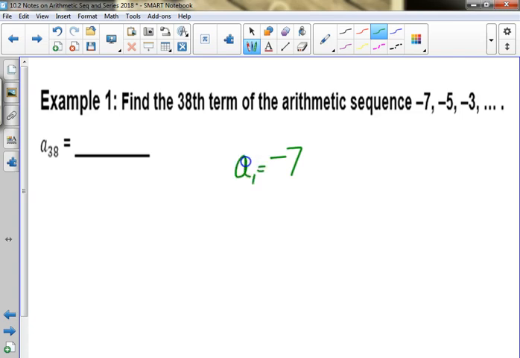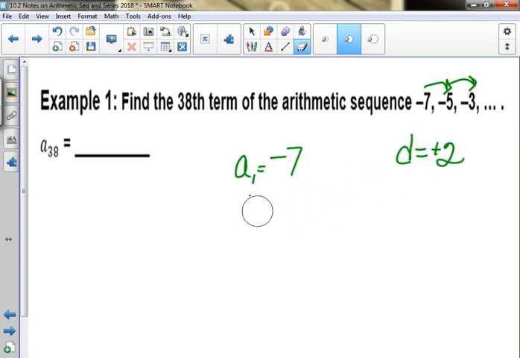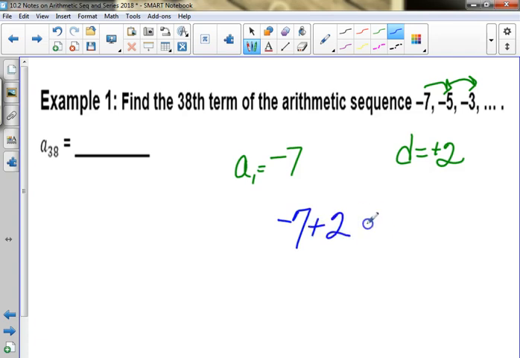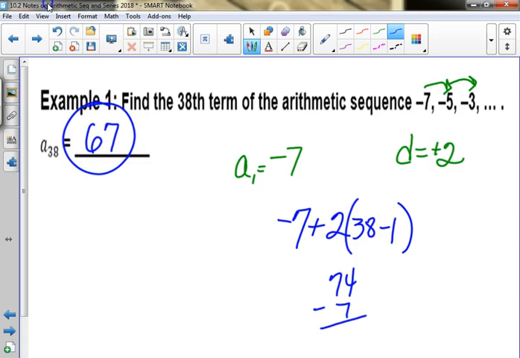-7 is the first term, right? We're also going to need to know the difference. The difference is +2. Now, how do we find the 38th term? -7, 2, yes, times 38 minus 1, or 37. Let's see, 37 times 2 would be 74 minus 7, 67. You know me and my subtraction. It's a struggle. We good?